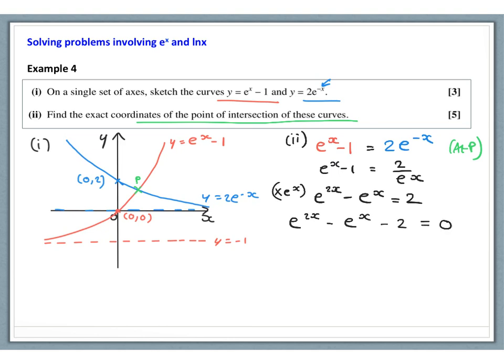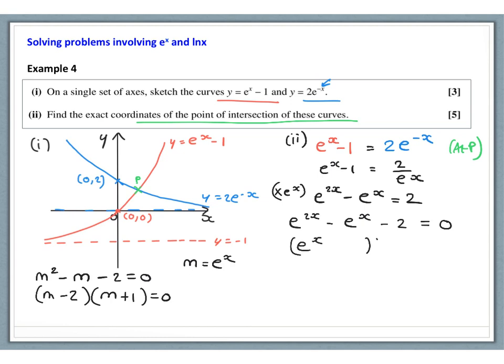Now, if you want to look at the comparative quadratic, you might want to think about m squared minus m minus 2 equals 0 and how you might factorise that. And of course, in this context, m is equal to e to the power of x. So, factorising this, we need e to the x and e to the x. We need a 2 and a 1, a negative and a positive. So you can see it's the same factorisation as we would have with a quadratic here.